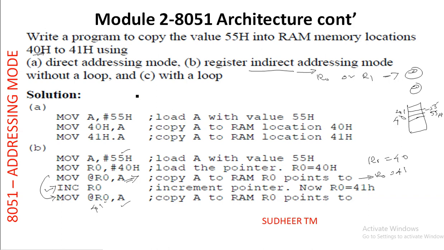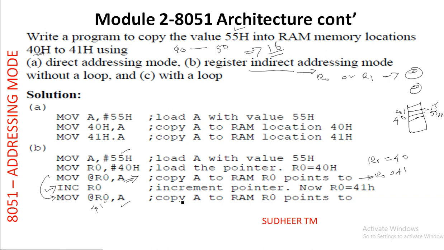Here we have repeated this instruction set 2 times because 2 locations are mentioned. If you have 40 to 50, how many locations are there? 16 locations are there because it follows hexadecimal. If we want to load memory locations 40 to 50 with 55, what should we do? MOV @R0, A, INC R0, MOV @R0, A, INC R0, and so on. Like this we would have to repeat the instructions 16 times.